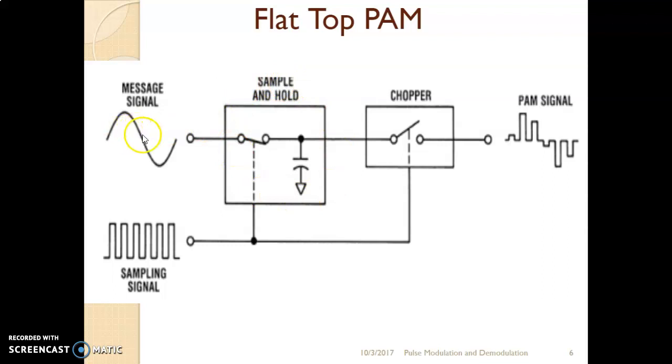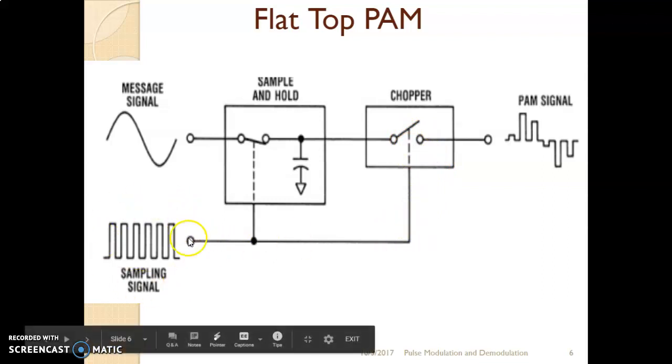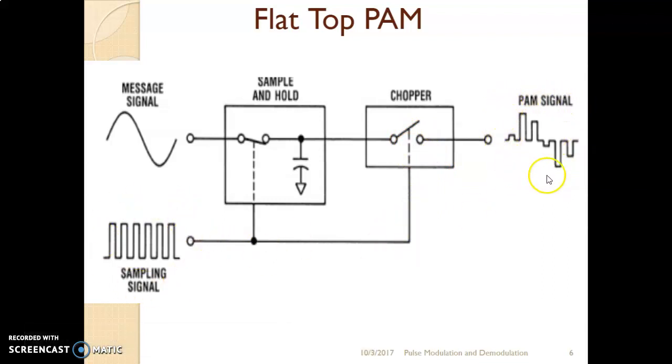So now your message signal first goes through a sample and hold circuit, followed by a chopper. Again, the speed of the chopper will be controlled by the sampling signal, and the output is the flat top pulse amplitude modulated signal. This flat top comes because of the holding device, nothing but the capacitor which is present in the flat top PAM circuit.